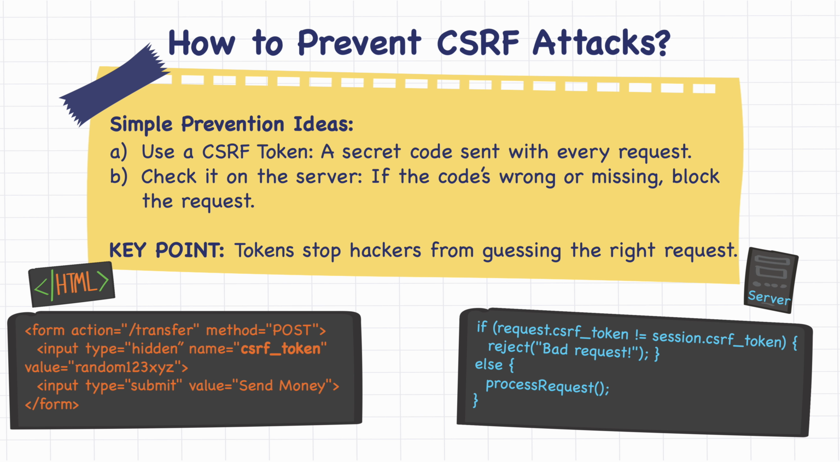Now, how do we stop CSRF attacks? The easiest way is with something called a CSRF token, a random secret code. Here's how it works. When you load a page, the site gives your form a unique token. When you submit it, the server checks if the token matches. If it doesn't, the request gets blocked.